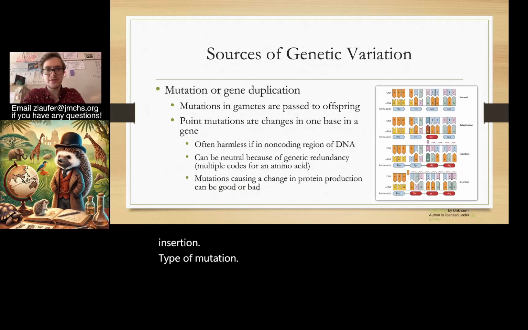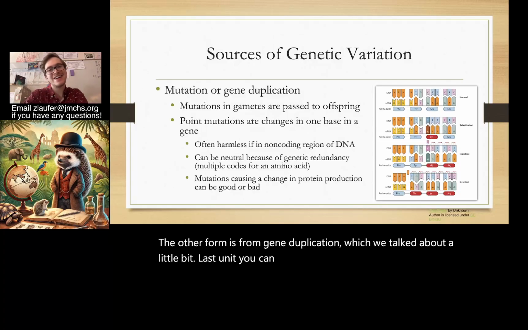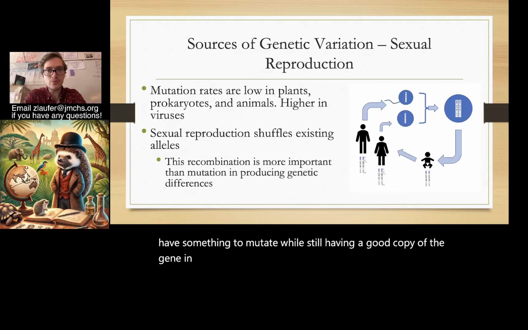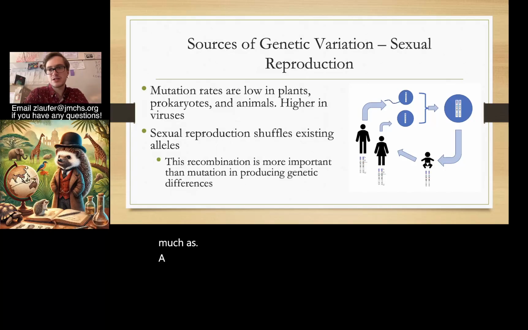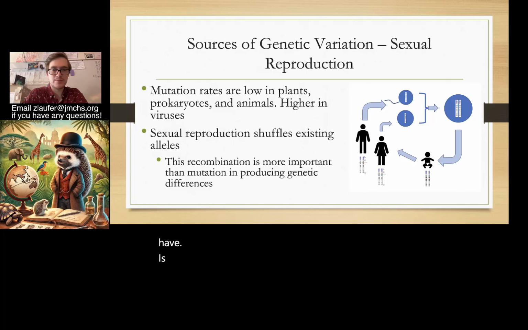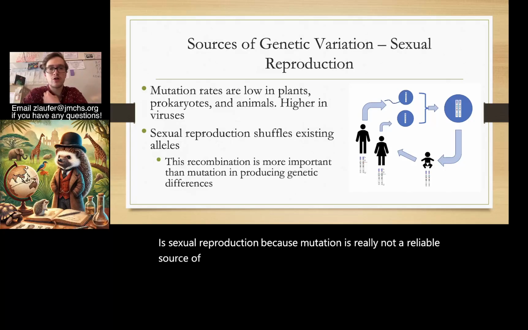The other form is from gene duplication, which we talked about a little bit last unit. You can essentially copy and duplicate whole regions of a chromosome. Often we'll duplicate a gene so that we have something to mutate while still having a good copy of the gene in reserve. The other big source, it's not really a source as much as a process that takes the most advantage of the variation that we have, is sexual reproduction. Because mutation is really not a reliable source of variation, especially for larger, more complex organisms, such as plants and animals.